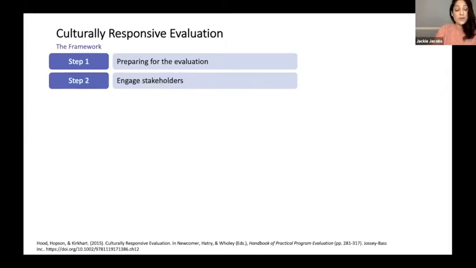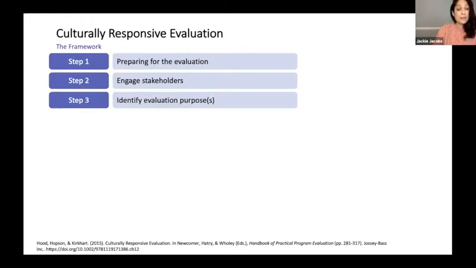Step 2 is to engage a diverse group of stakeholders, inclusive of those who will be impacted by the program. So this can be your community, this can be funders, this can be other programs, policymakers. Step 3, identify the purpose of the evaluation. Who is calling for it and what is the program trying to accomplish?